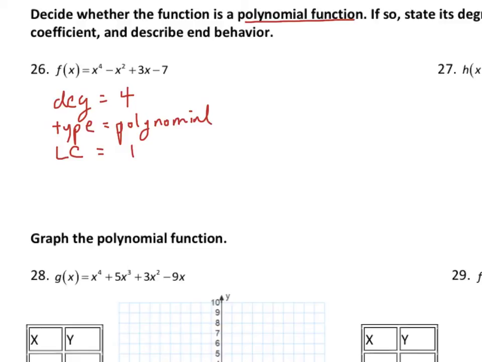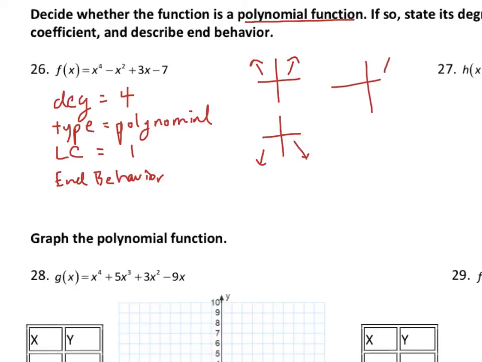And the end behavior. Okay, so end behavior can be one of 4 things. A graph can look like this, where both sides go up. A graph can go both sides down. A graph can go one side up, one side down, or the other way, one up and one down. So these are the only four things a polynomial function can do. It can either go up both sides, down both sides, up to the left and down to the right, or up to the right and down to the left.